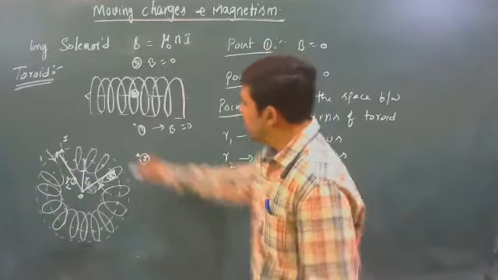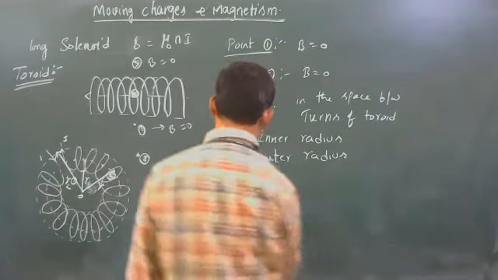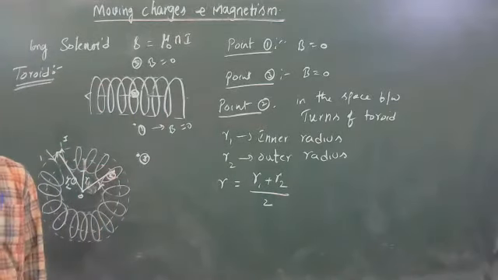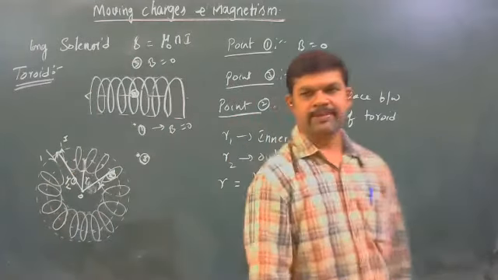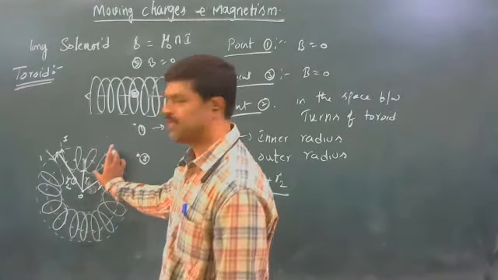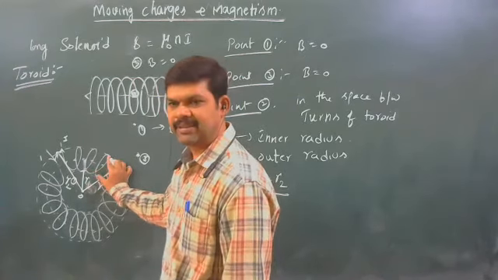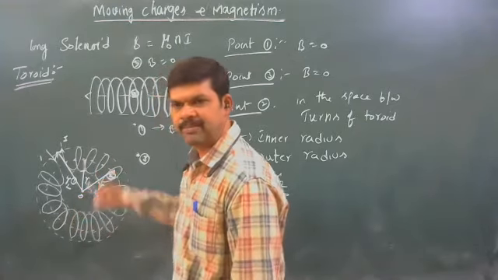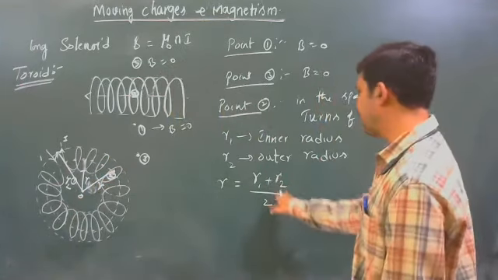Outer radius R2, inner radius R1. R is equal to R1 plus R2 by 2. Very important to remember. If you take R2 minus R1, that gives the diameter of the turn. But we don't want the diameter of the turn. We want the distance from the center to this point. So R is R1 plus R2 by 2.